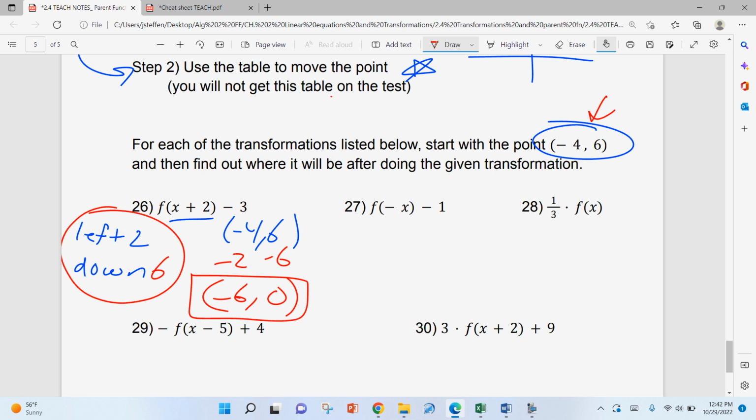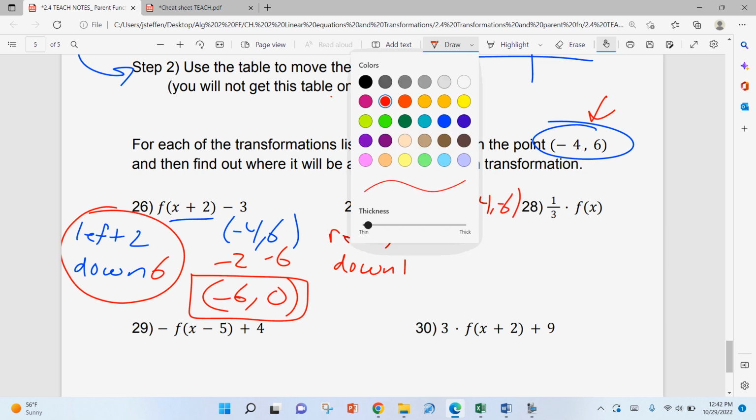So 27, the x is inside, so it's reflect across the y-axis, since it's inside. And then the -1 is down 1. So again, we're starting with our point -4, -6. Sorry that I'm running out of room. I'm trying to squeeze it in here.